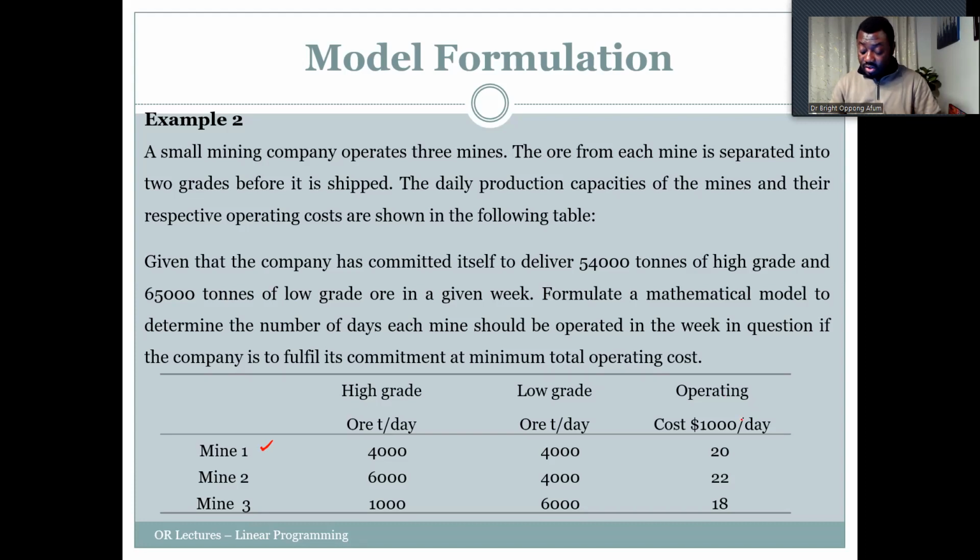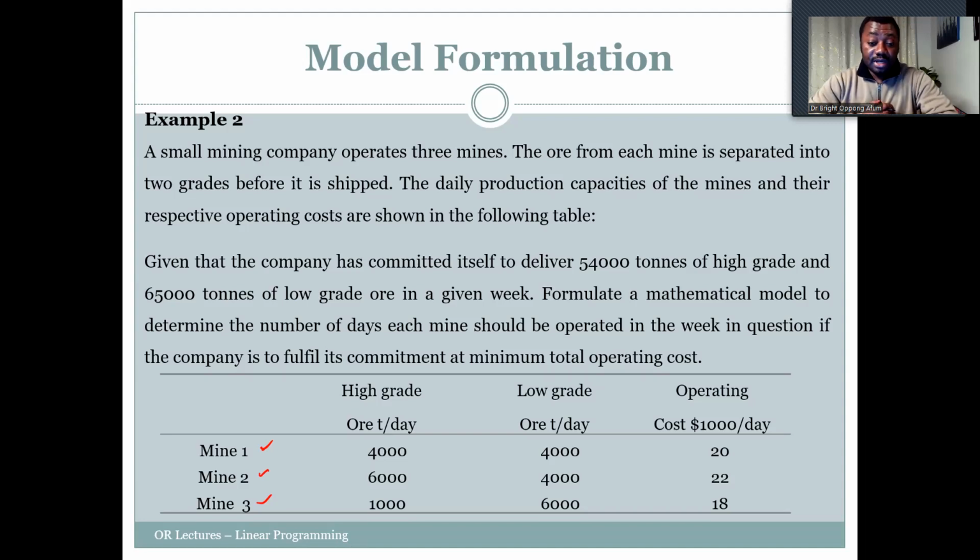And the operating cost is $20,000 per day. Mine 2 is producing 6,000 tons of high grade ore per day, 4,000 tons of low grade ore per day, and the cost is 22,000 per day. Then mine 3 is producing 1,000 tons of high grade ore per day, 6,000 tons of low grade ore per day, and operating cost 18,000.